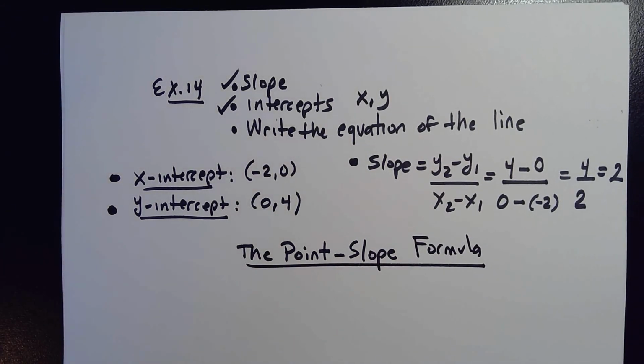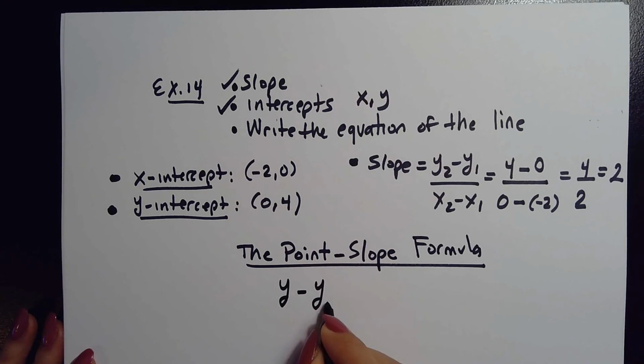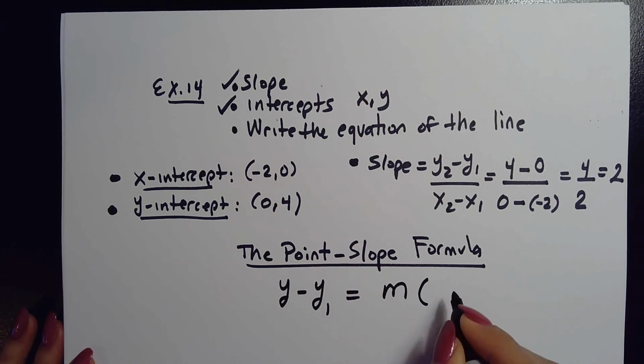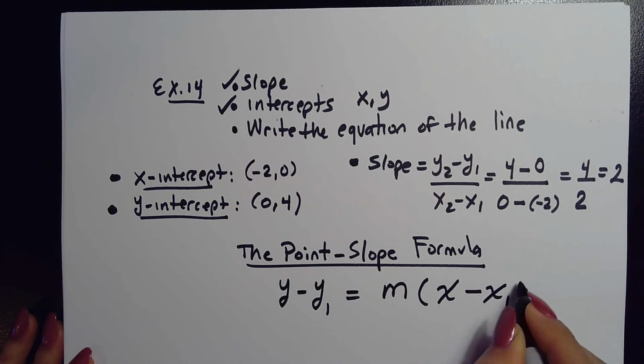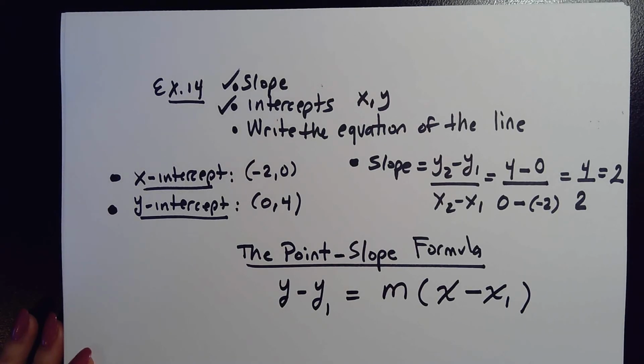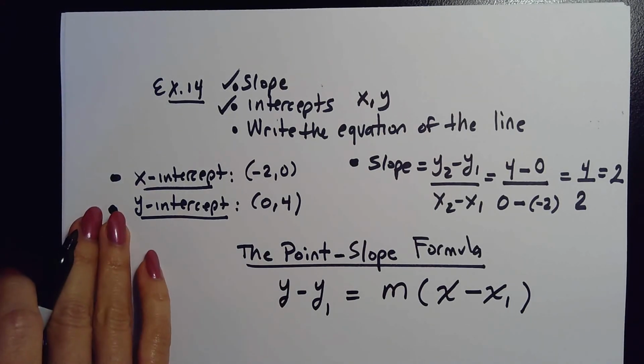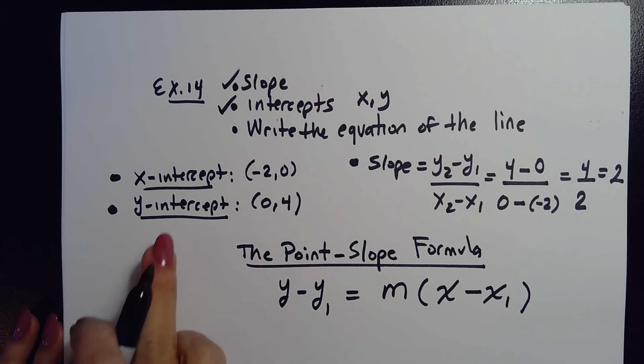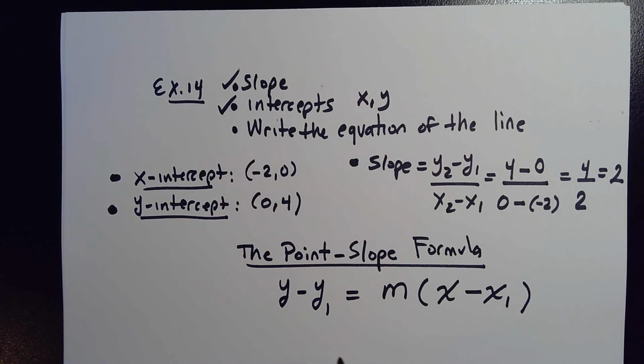Again, why are we using this formula? Because we need to come up with the equation of the line. We do not know the equation of the line. We're looking for that. So this formula is y minus y1 equals m times x minus x1. So you're going to use this formula using the points that we use for x1, y1. Remember, we use -2, 0. So go ahead and plug that in.